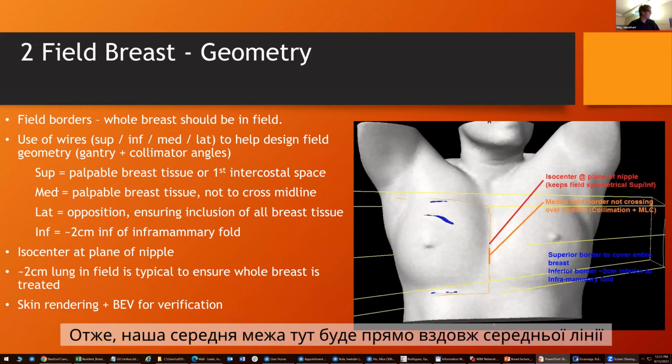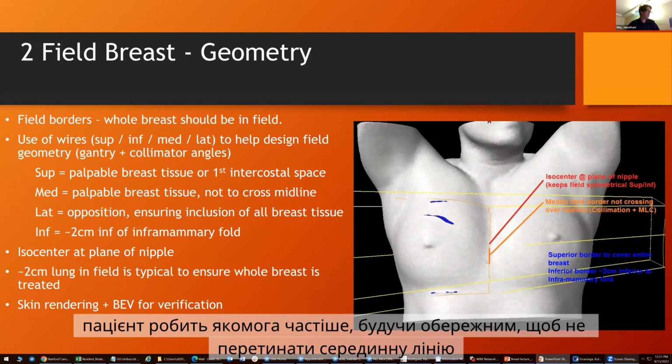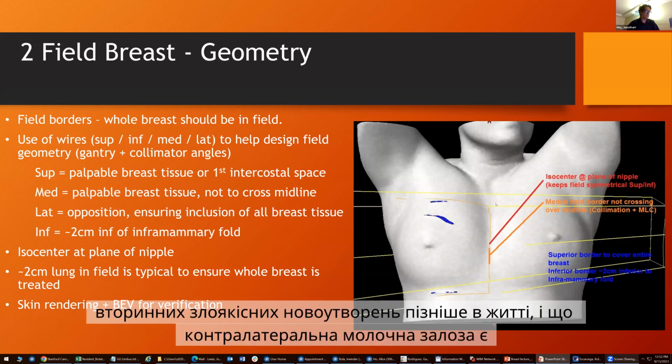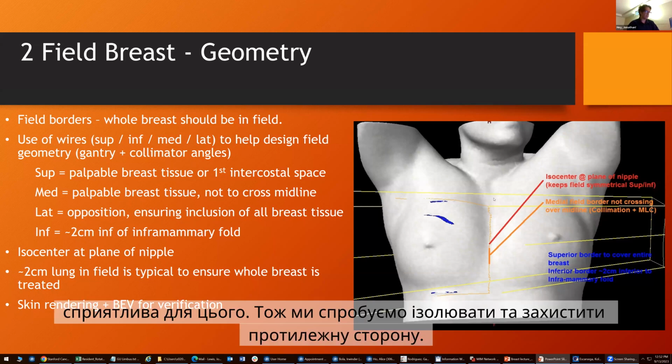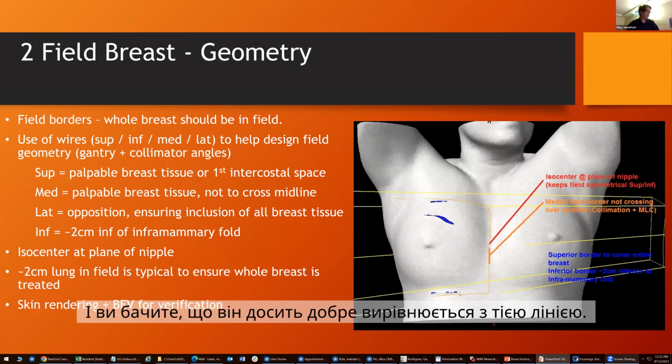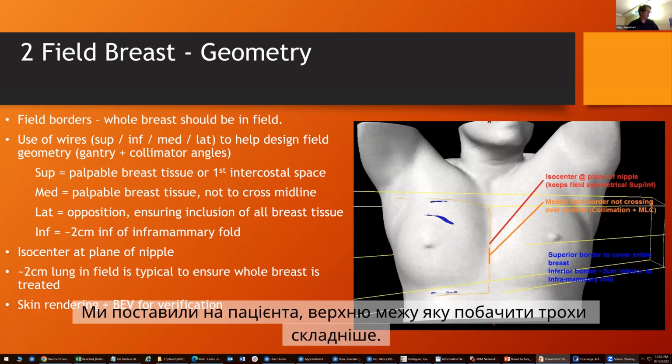So our medial border here is going to be right along the midline of the patient as often as possible, being careful not to cross over midline as often as we can. As Kate described, one of the risks of treating patients is secondary malignancy later in life, and that contralateral breast is particularly susceptible to that. So we're going to try to isolate and spare the contralateral breast. The inferior border is about 2 centimeters beneath the inframammary fold, and you can see it's aligning quite well to that wire we placed on the patient.